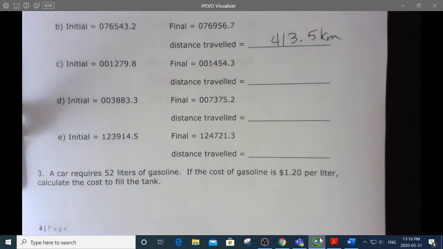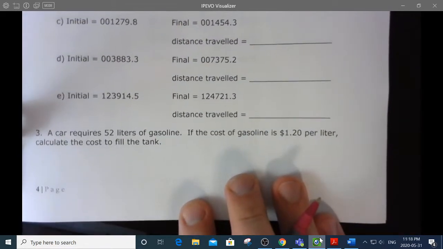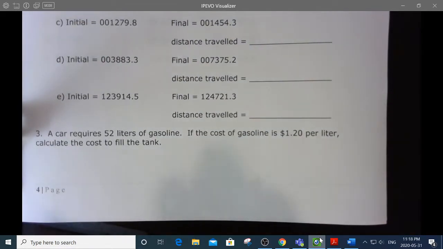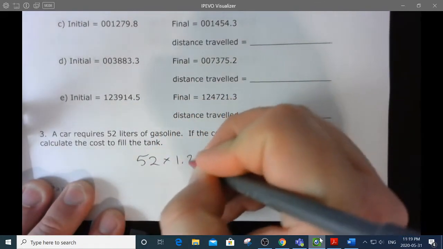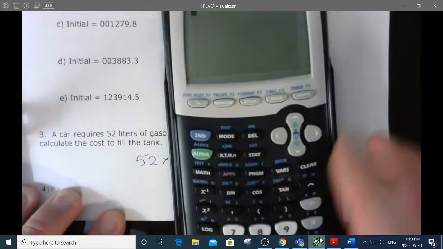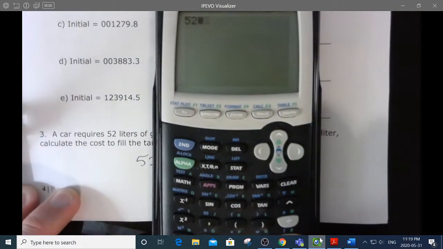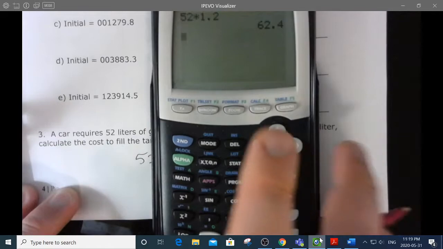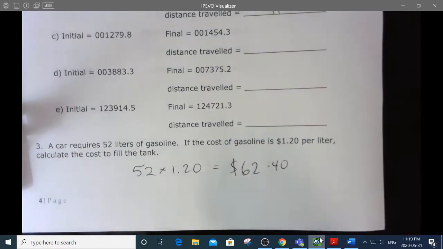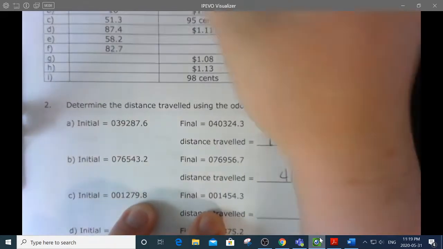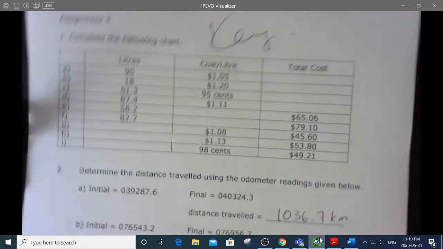Okay, number 3 is the next one we assigned, right? Yep. Okay, a car requires 52 liters of gas, and if gas costs $1.20, calculate the cost to fill the tank. So that's just a quick multiply, 52 times $1.20. So that will be 52 times 120 equals $62.40. Okay, so, might as well put key on here for the ones I assigned.